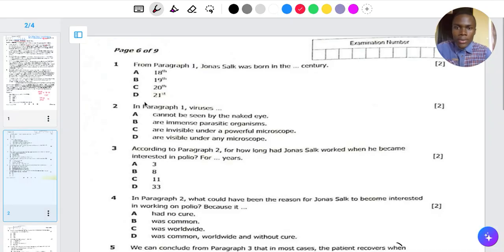So since here we are having 1914, this one has to be the 20th century. So I need to circle this one as my answer. So that is 2 marks to count.